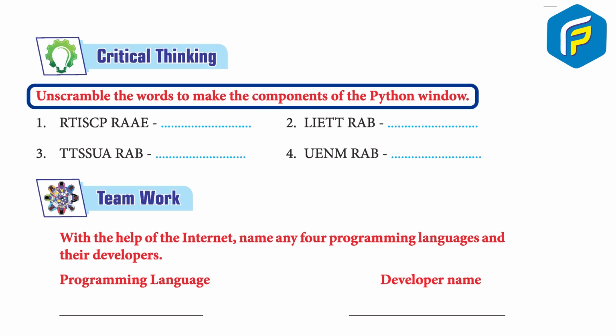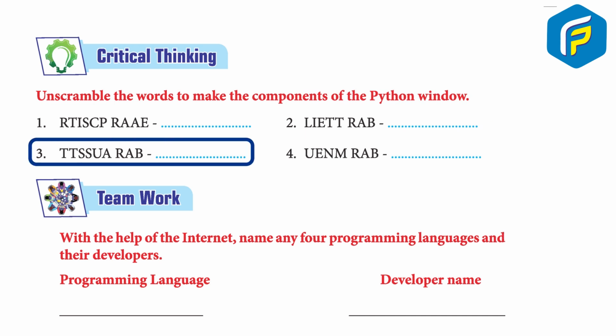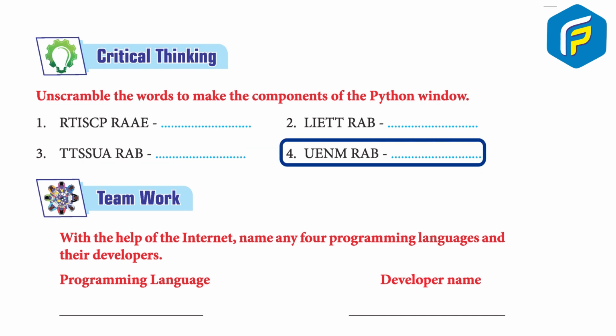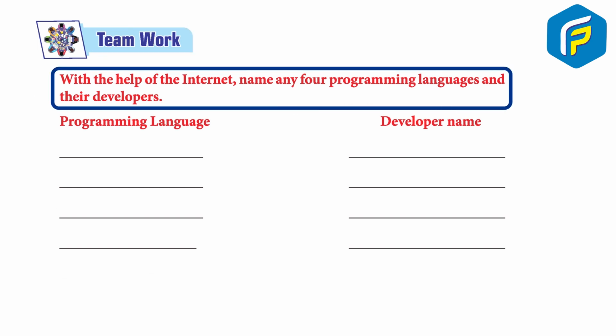Critical thinking. Unscramble the words to make the components of the Python window. Answer: 1. Script area. 2. Title bar. 3. Status bar. 4. Menu bar. Teamwork. With the help of the internet, name any 4 programming languages and their developers.